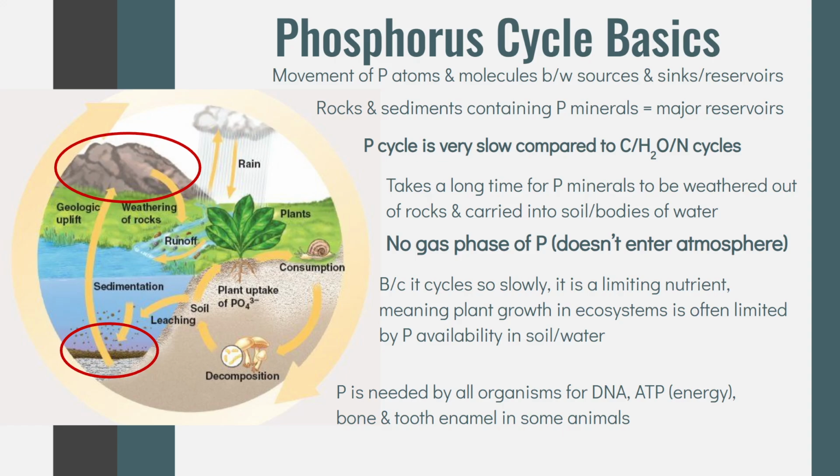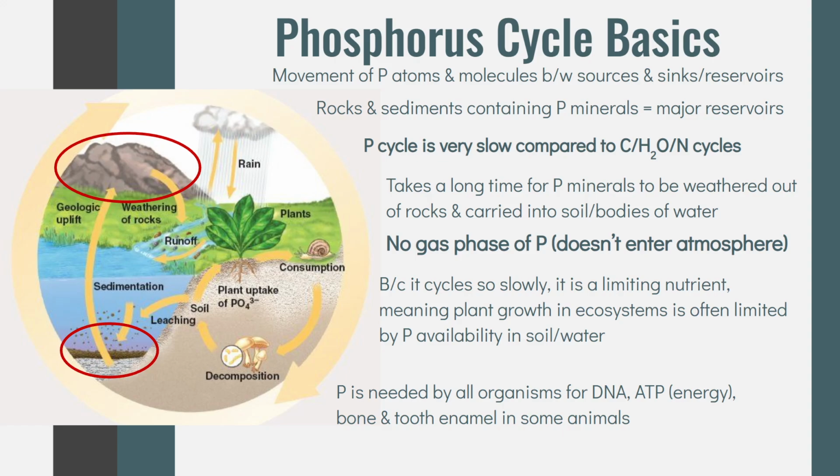Finally, an important point to understand is that because phosphorus cycles so slowly, it's often a limiting nutrient in ecosystems, because it takes so long for the rocks to be weathered and for them to release their phosphorus, which is then carried by runoff into either bodies of water or the soil. And that's just a slow process, and organisms therefore have less access to phosphorus.